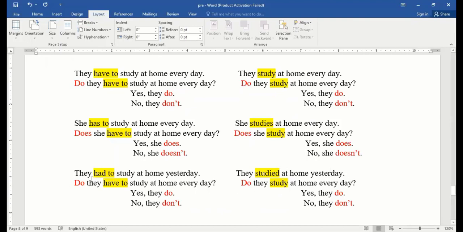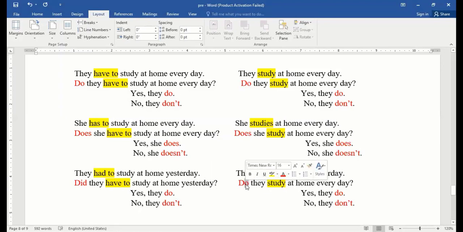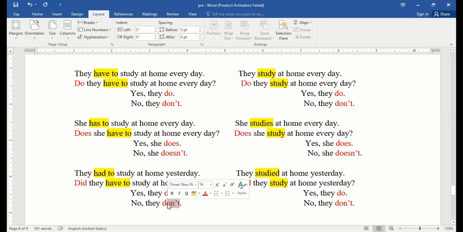So the question will be here: Did they? We write the infinitive again after did. Did they have to study at home yesterday? Did they have? And here again we say did. Did they, and the infinitive, study. So did they study at home yesterday? And the answer: yes, they did. No, they didn't.